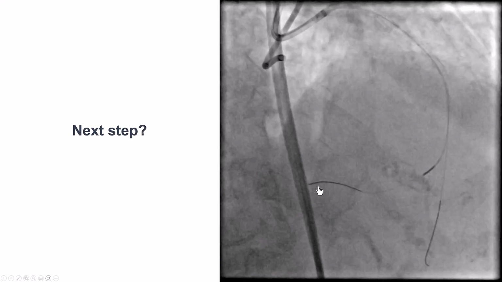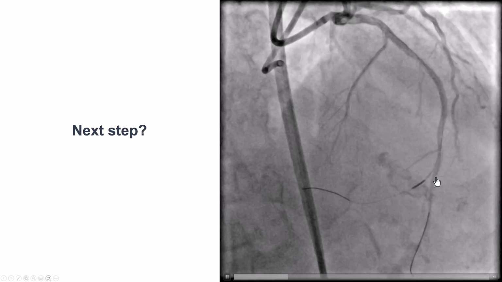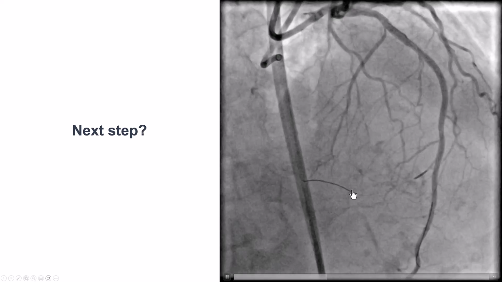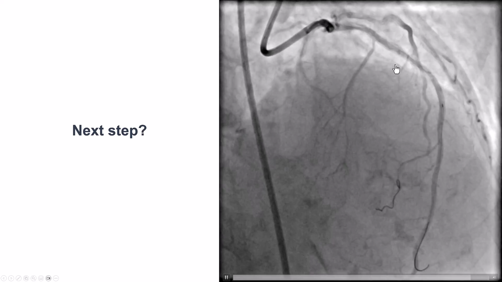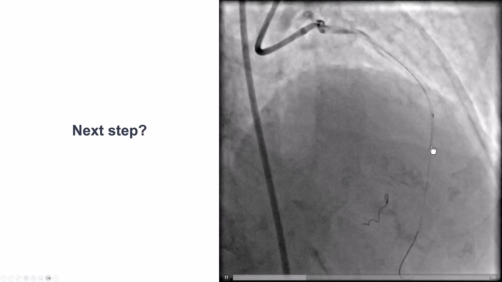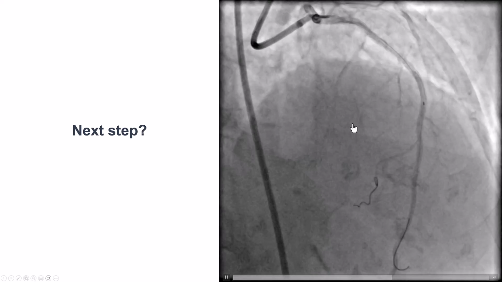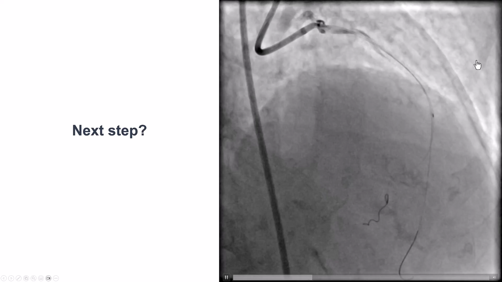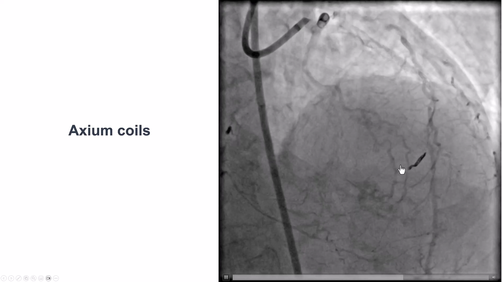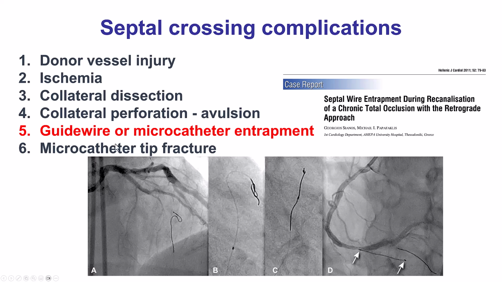So this is an example in which we crossed what we thought was a septal collateral, but then if we look at it, the vessel, the wire doesn't look good. And then when we took a picture, we realized that actually we were outside, so we had perforated. It was not a septal, but an epicardial collateral. So we got fooled by using the aerial projection, illustrating the importance of using orthogonal projections. And then we eventually had to place a coil to seal off this epicardial collateral that had been damaged.